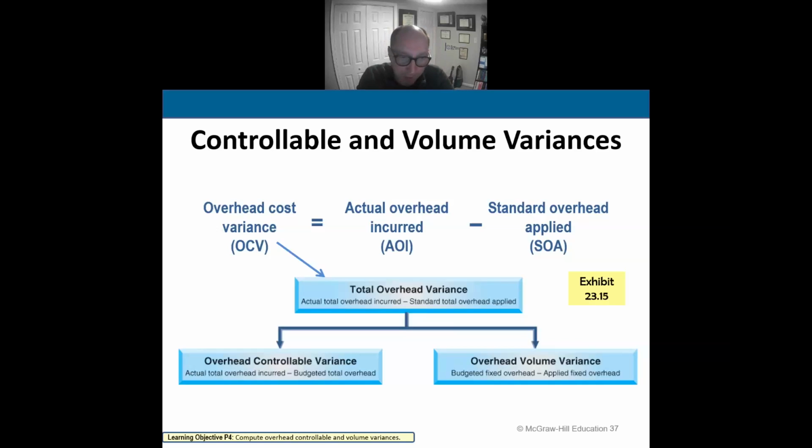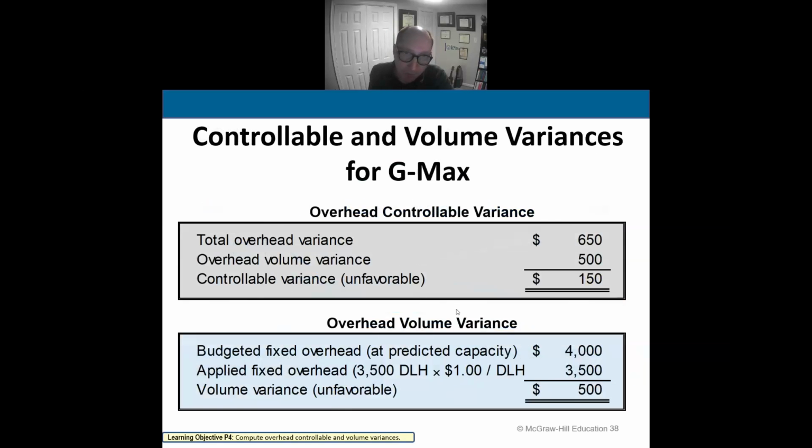Yeah, overhead is pretty straightforward. It's actual minus the standard. And of course, there's two other variances within it, controllable variance and volume variance, but it works the same exact way. Actual minus the standard. Okay, so controllable variance, actual minus the standard gives us the variance. Overhead volume variance, I'm sorry, the budgeted minus the applied gives us the variance.